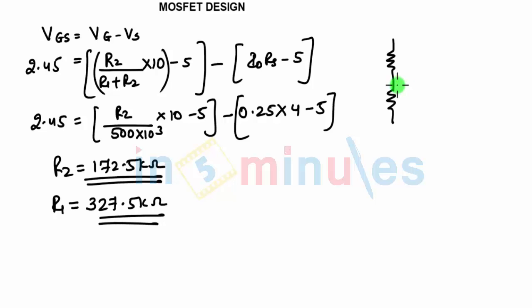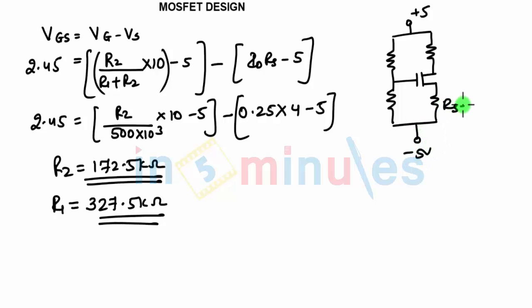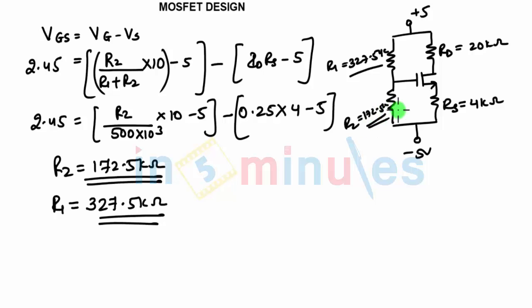R1, R2, your MOSFET, you have plus 5 volts and minus 5 volts. Here you have RS. What value we have got for RS is 4 kilo ohms. For RD we have got it as 20 kilo ohms. R1 we have got as 327.5 kilo ohms, and R2 we have got as 172.5 kilo ohms. This is how the design is completed for the N channel MOSFET.